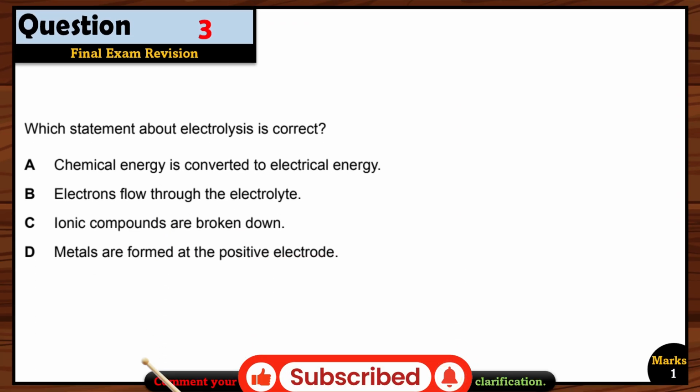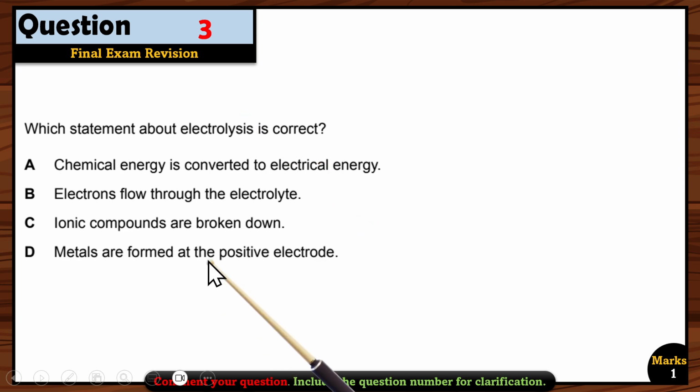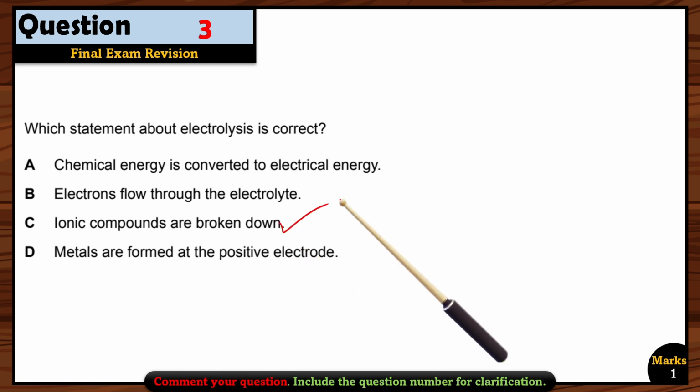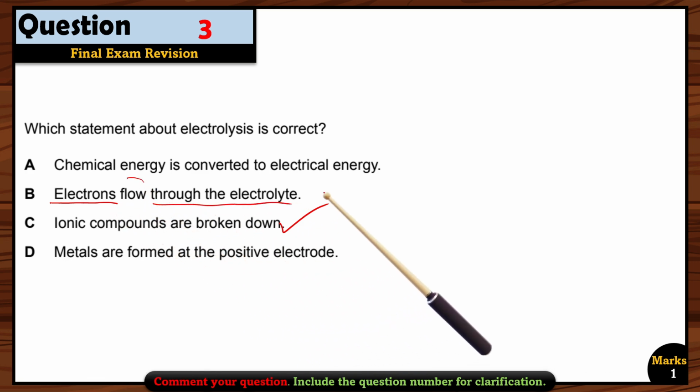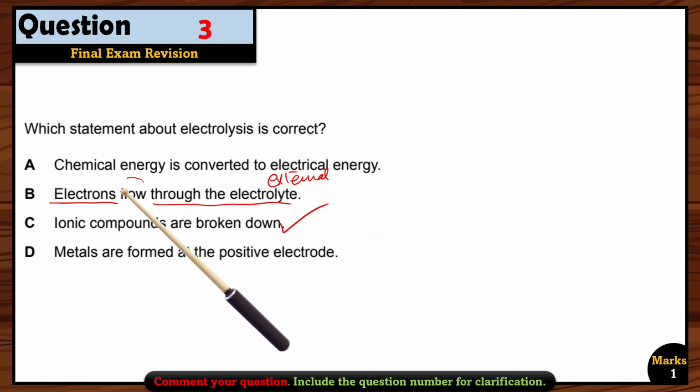Question number 3. Which statement about electrolysis is correct? Chemical energy is converted to electrical energy. Electrons flow through the electrolyte. Ionic compounds are broken down. Metals are formed at the positive electrodes. If you see the third option, ionic compounds are broken down, it is the only right option. Because I already told you that electrons do not flow through the electrolyte. They flow through the external circuit. Only ions flow in the electrolyte. So that's why this option is wrong.